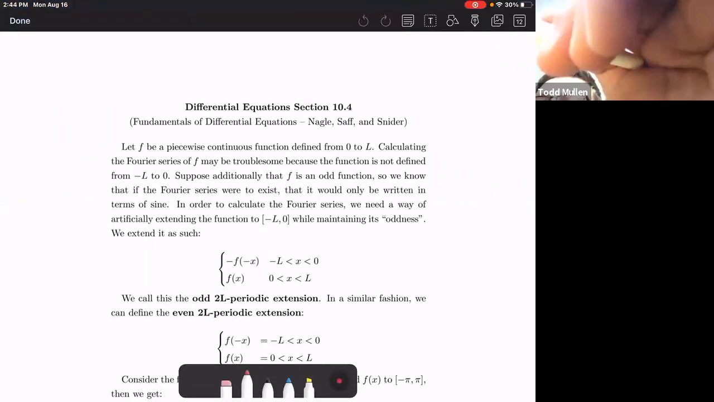This is our final video, section 10.4. We're still working with Fourier series. Let f be a piecewise continuous function defined from 0 to L.